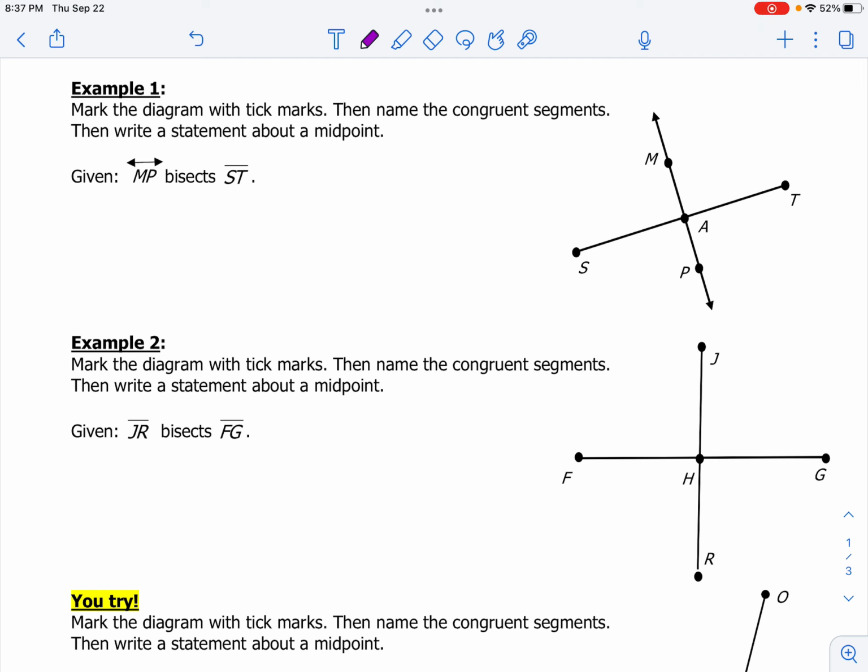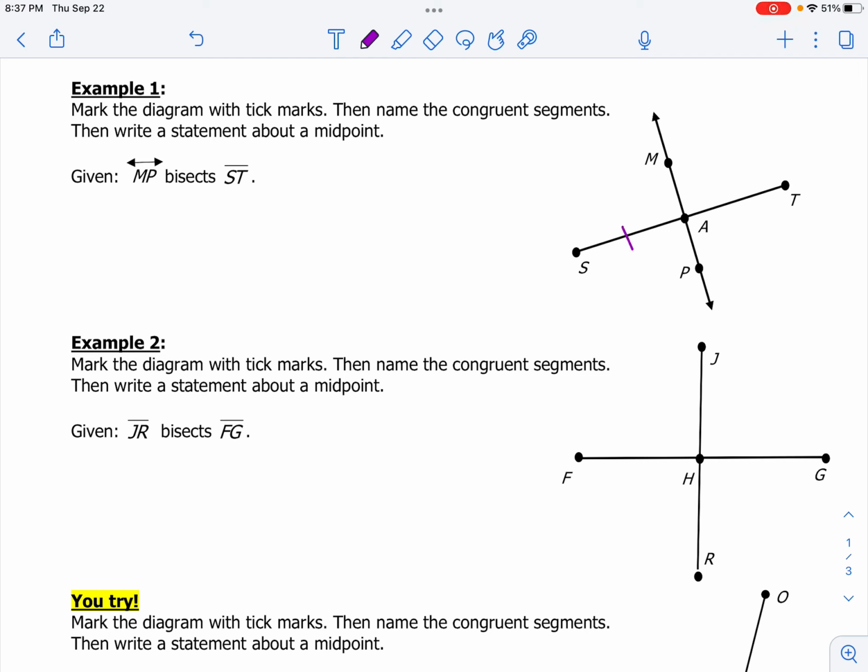So we're going to do a short review from English class. This is the subject of the sentence that's doing the action. In this case, that's the bisecting. And this segment is receiving the action. It's the one getting bisected. So segment ST is the segment that's getting cut in half.